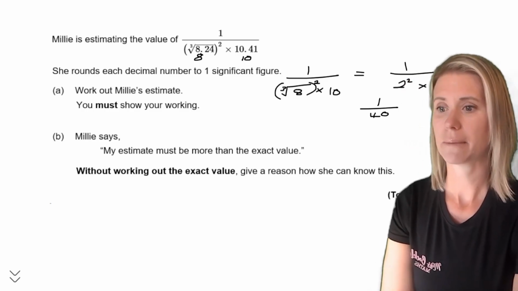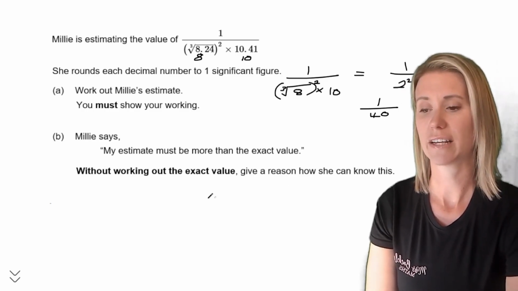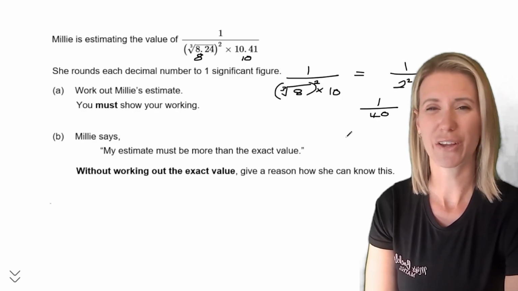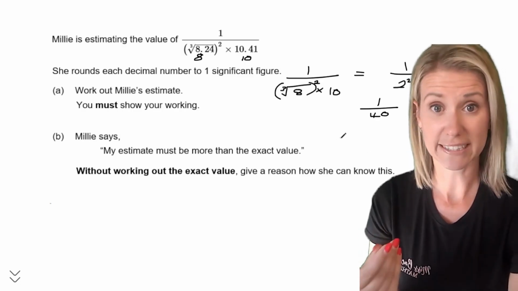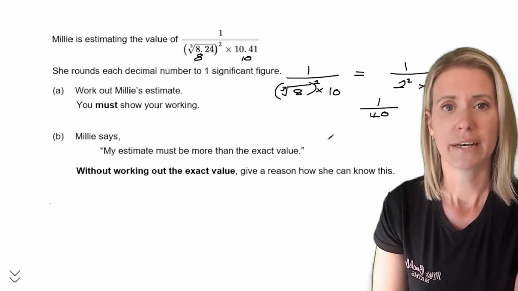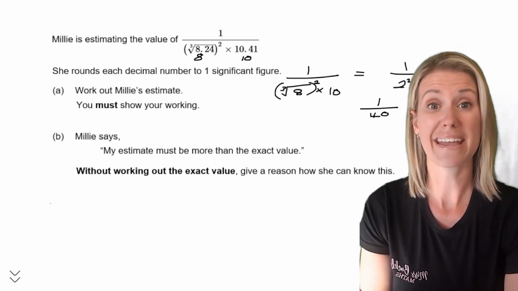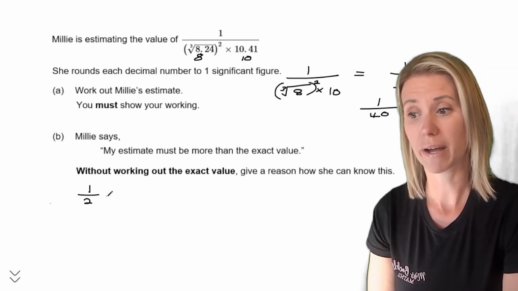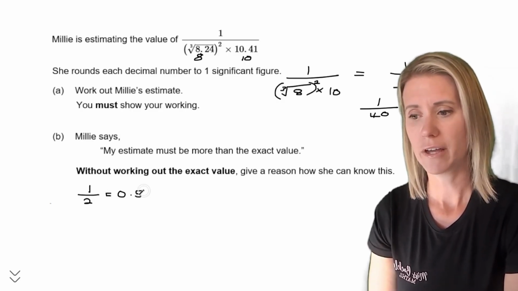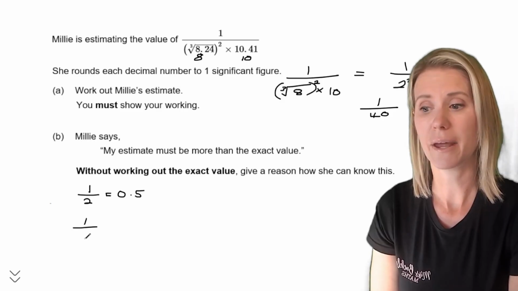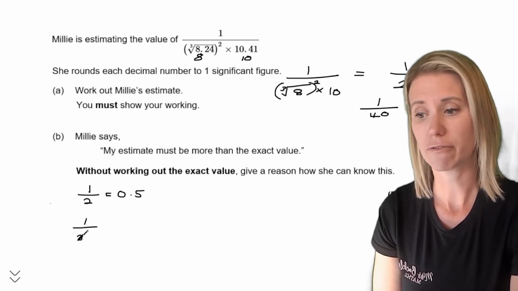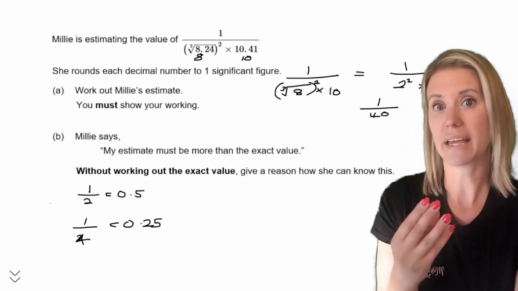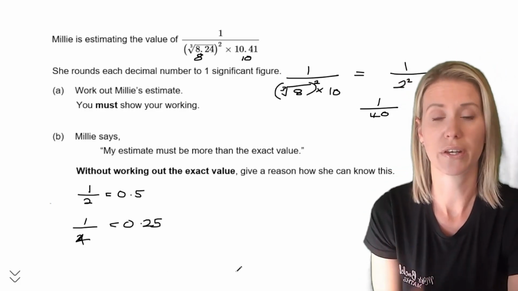Millie says my estimate must be more than the exact value without working out the exact value. Give a reason how you can know this. Okay, right, so this time it's a division, so we need to think about this a little bit clearer. Now, if you're dividing by a bigger number, the answer's smaller. Let me give you an example. If I do 1 divided by 2, I get 0.5. But if I'm dividing by a bigger number, 1 divided by, let's say, 4, I get 0.25. It makes our number smaller. So the bigger the number you're dividing by, the smaller the answer.